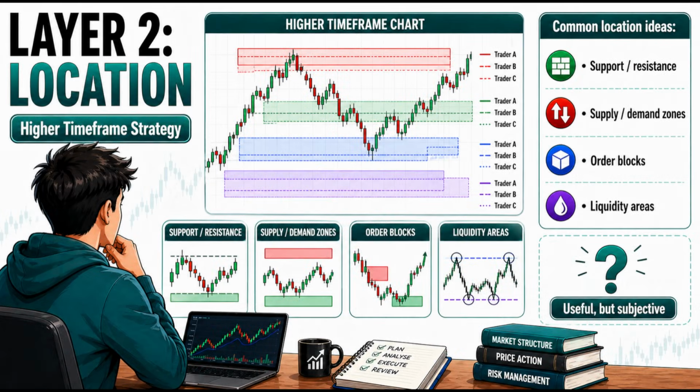Layer 2. Location, higher timeframe strategy. The second layer is location. In many trading discussions, location is described as a price area. Examples include support and resistance levels, supply and demand zones, order blocks, liquidity areas. These ideas can be helpful, but they can also be subjective. Different traders may define the same zone differently.